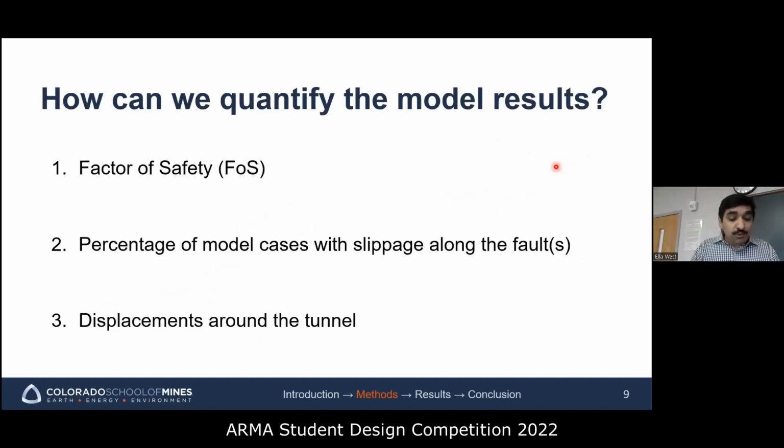So this study is a quantitative analysis carried out for the factor of safety, percentage of model cases with slippage along the faults, and displacement around the tunnel boundaries. Factor of safety and displacement around the tunnel boundaries are intrinsic outputs of FLAC 2D, whereas the percent of model cases with slippage has been done by adding Python code to use Monte Carlo simulation.